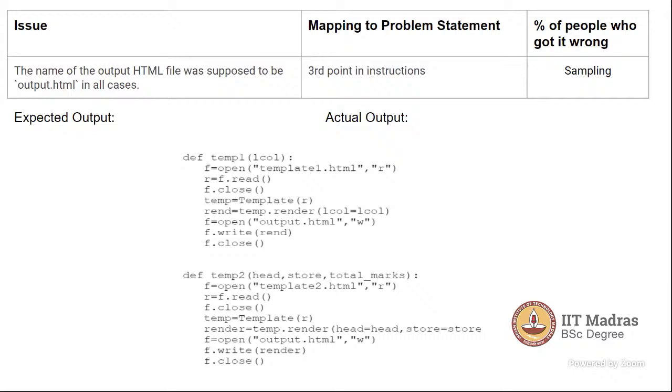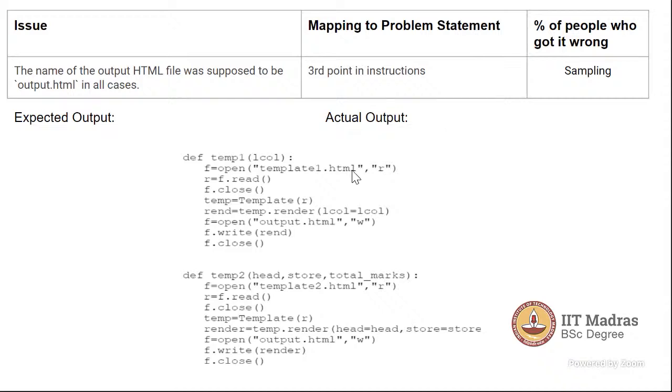The other thing is that the name of the output HTML file was supposed to be output.html, as you can see in this. It doesn't matter if you are working on a student specific output, a course specific output, or even a wrong input. The name of the HTML file must be output.html, no matter what you get. But as you can see here, this is one of the issues.